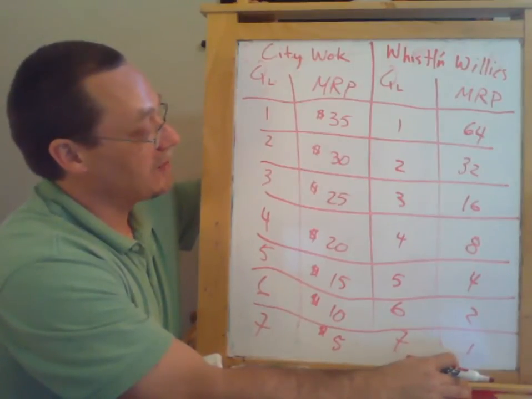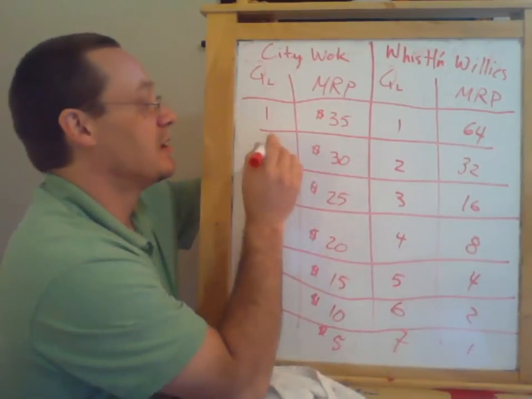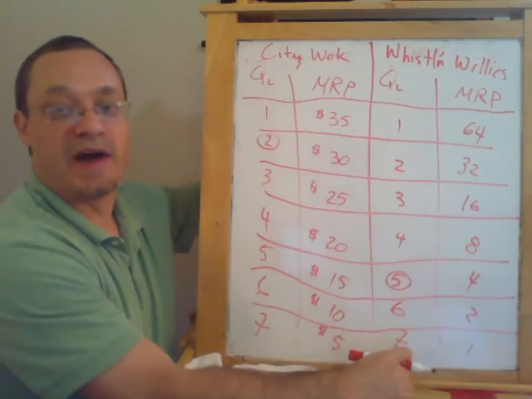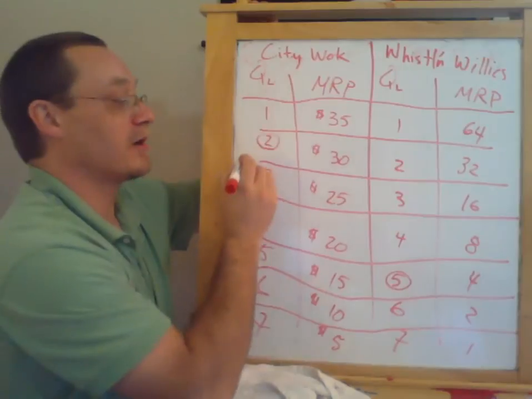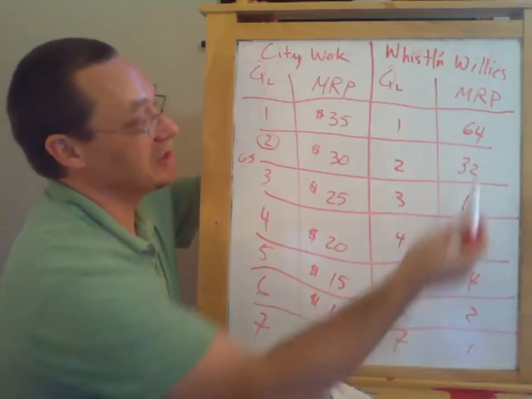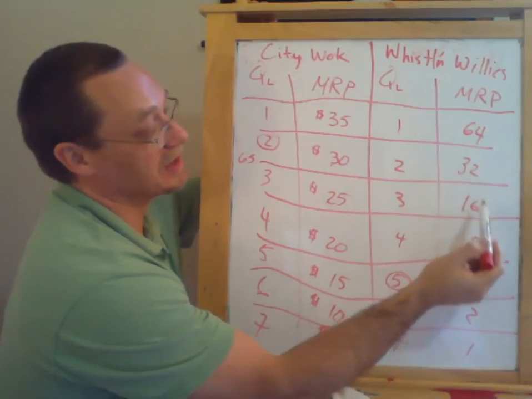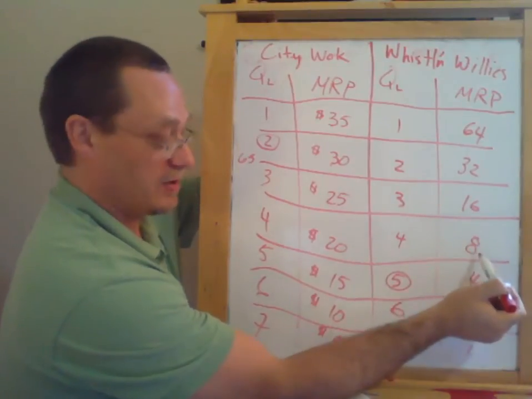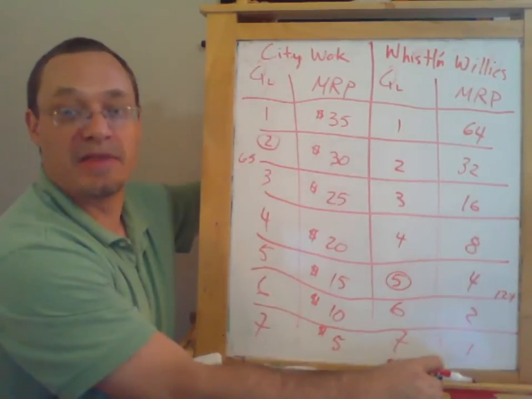So let's first think, what is going to happen if initially City Walk has 2 workers and Whistling Willie's has 5 workers? Well, total production at City Walk is 65, 35 plus 30. And total production at Whistling Willie's is 64 plus 32 gets us to 96, plus 16 gets us to 112, I think maybe. 112, 120, 124, I think. And we'll have to double check the math on that.